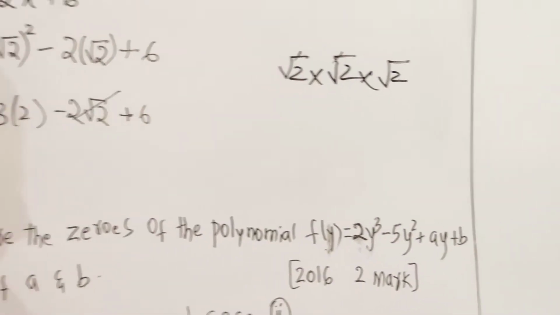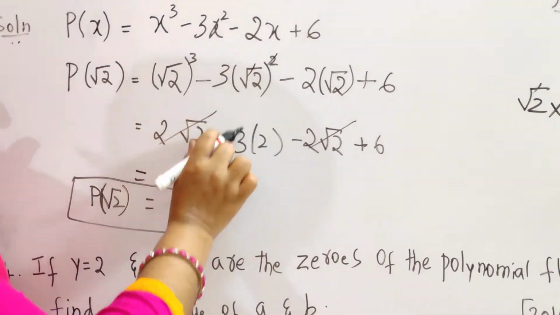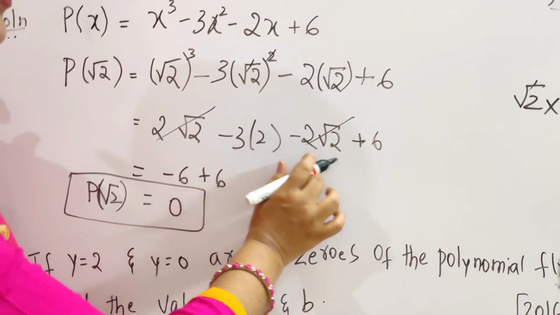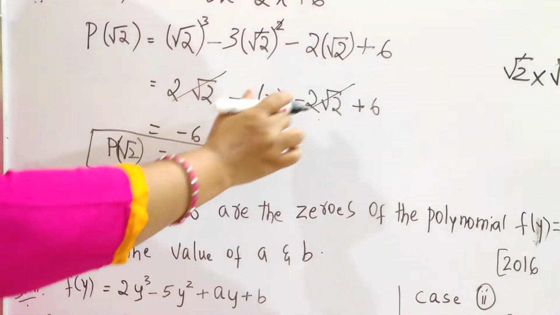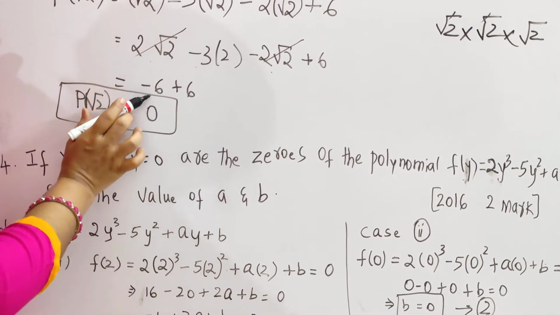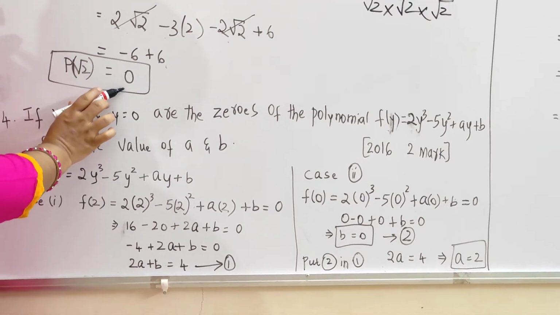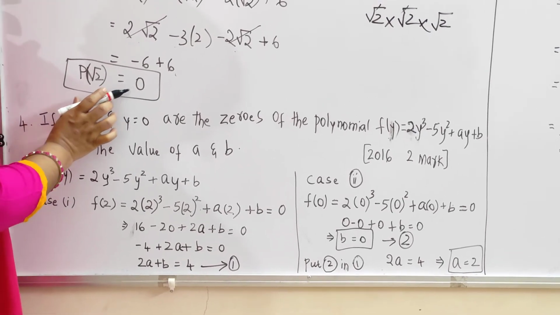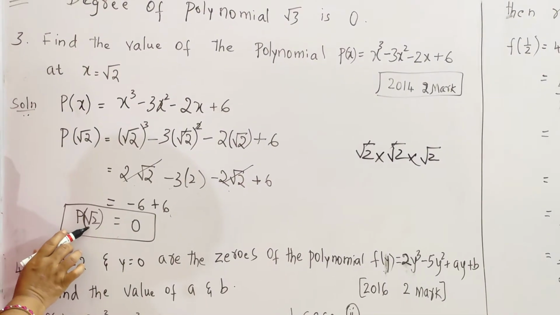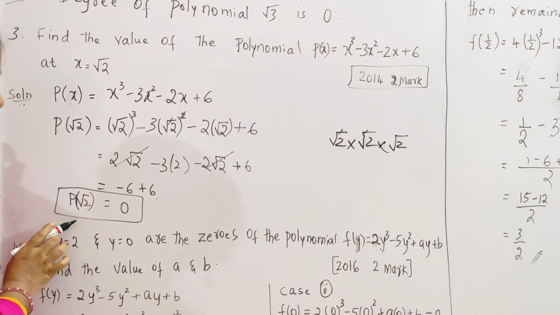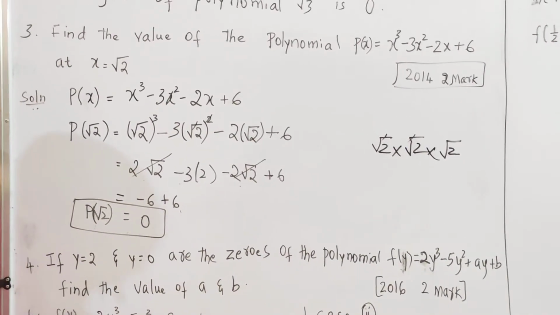So it is 2 root 2 minus, here root and square gets cancelled. So you will get 3 into 2 minus 2 root 2 plus 6. So plus root 2 and minus root 2 gets cancelled. You will have 3 2s are 6, minus 6 and plus 6. It becomes 0. So P of root 2 is equal to 0. Here you have to remember, we have learned whenever we have a value of any polynomial as 0, this will be the solution. This will be the root of the polynomial. Okay. So this is about the question number 3.